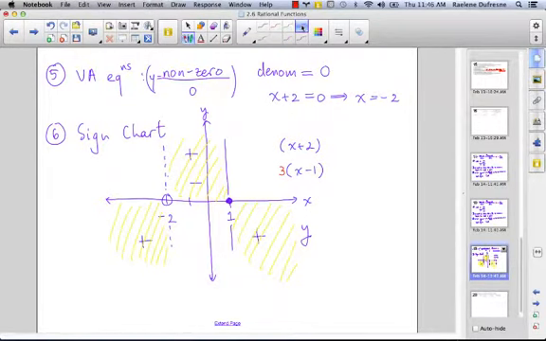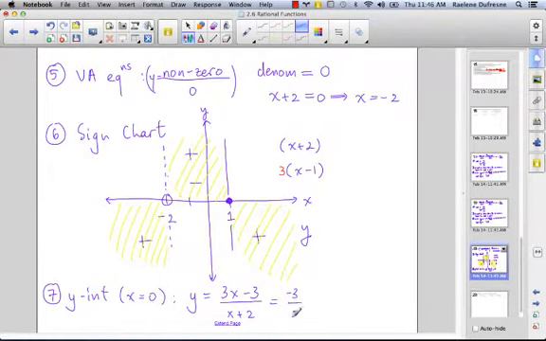So I want the y-intercept, which is the value of y when x is equal to 0. So if we set x equal to 0, from y equals (3x minus 3) over (x plus 2), we get negative 3 over 2, which confirms our sign chart because y has to be negative in that region.